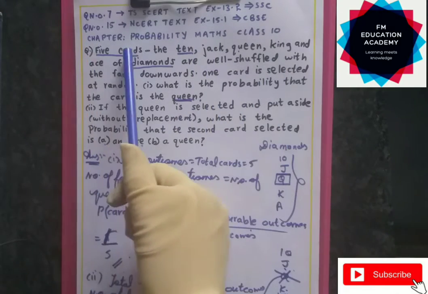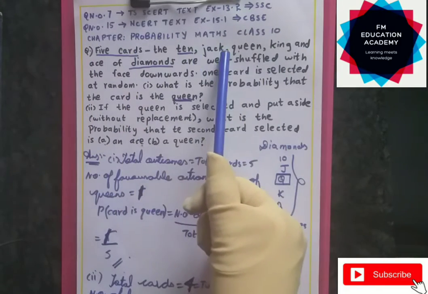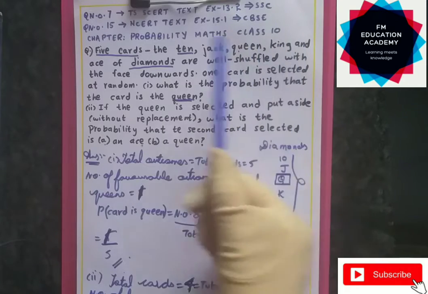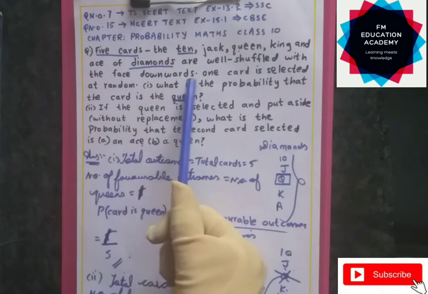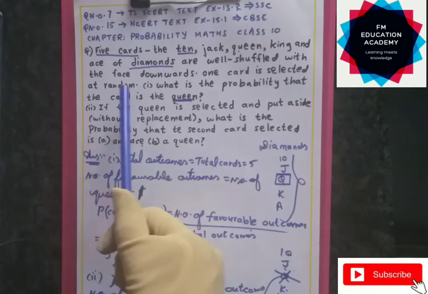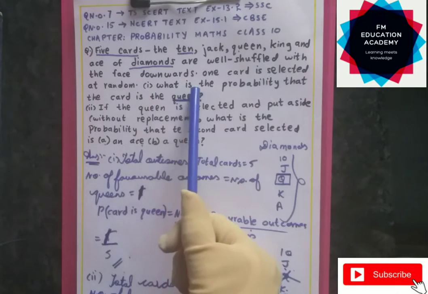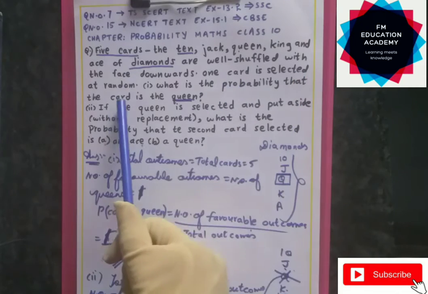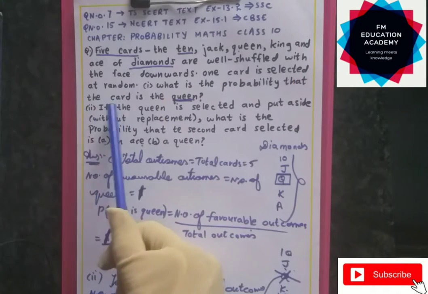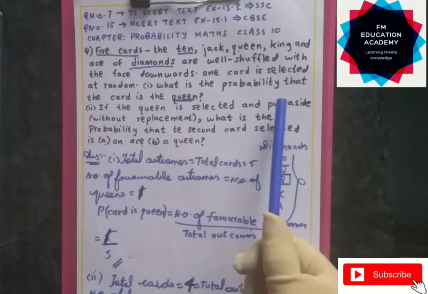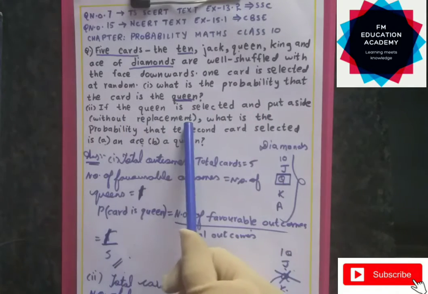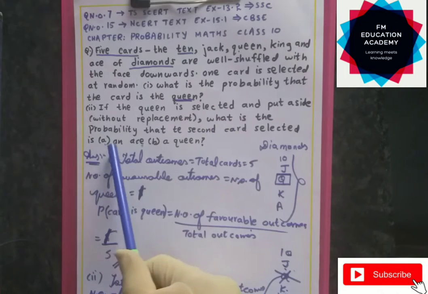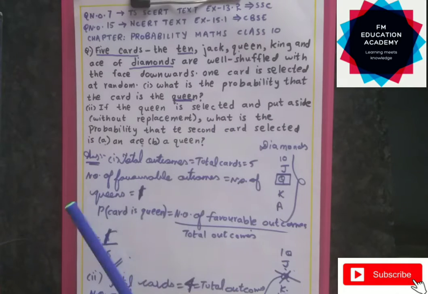So the question is, 5 cards, the 10, jack, queen, king, and ace of diamonds are well shuffled with their face downwards. One card is selected at random. First bit, what is the probability that the card is the queen? Second bit, if the queen is selected and put aside without replacement, what is the probability that the second card selected is (A) an ace, and (B) a queen?